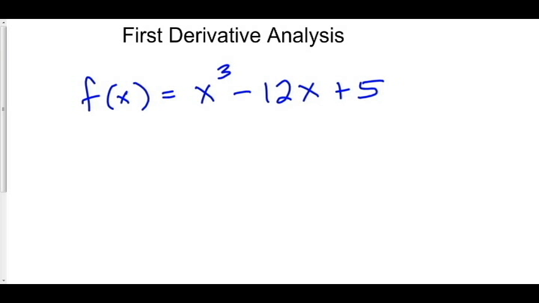In order to do a first derivative analysis, all we need is the first derivative. Now what we're going to do here is find where f is increasing and where f is decreasing. We'll find our local extrema, and we'll do all of this just from the first derivative line analysis. Now, the first thing we have to do is find the critical points of f.